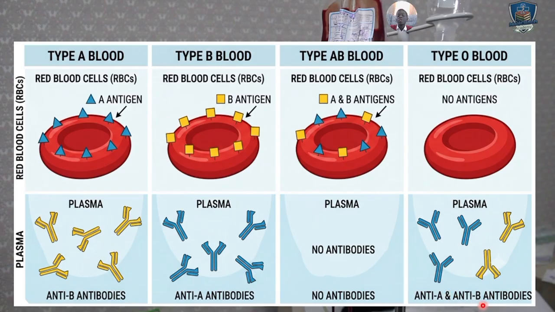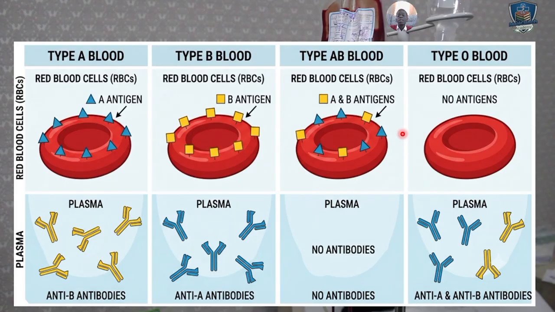So anti-A and anti-B antibodies. Now, when it comes to transfusion, one key concept that I want you to know is that the reaction tends to happen between the donor's antigen and the recipient's antibodies. So you have to look at the recipient's antibodies and the donor's antigen.